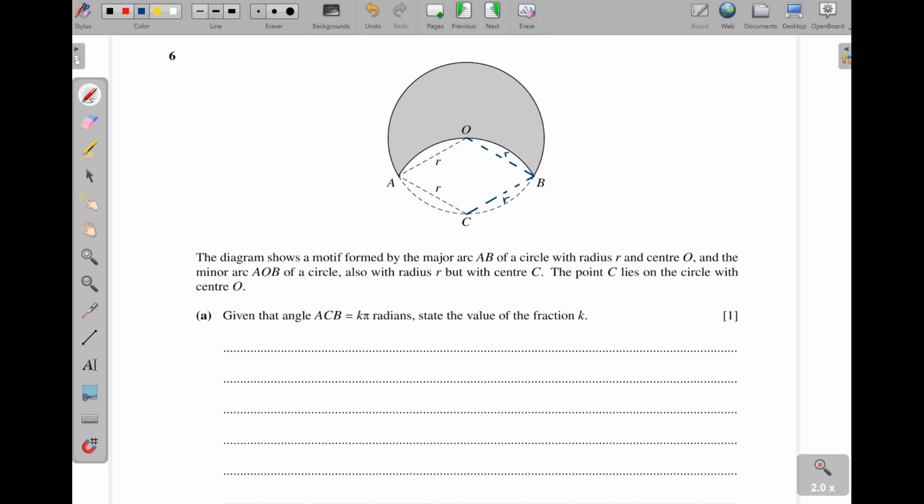Now, do you remember in your O level, you had in circle theorems that angle at the center is twice angle at the circumference. So if this was X, then this one is 2X. You remember? Okay, now look at this one here. They said angle ACB is K pi radians. ACB, this one here is K pi radians. By the way, this OACB is a rhombus. So meaning this angle here, even this one, they are equal. The opposite angles are equal. Even this and this are equal.